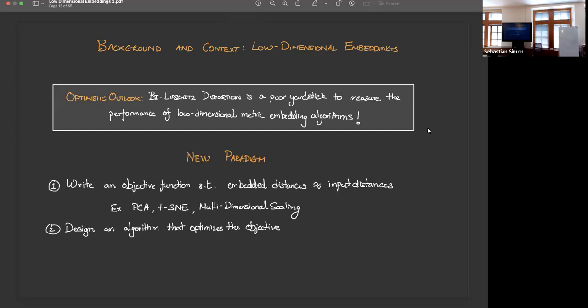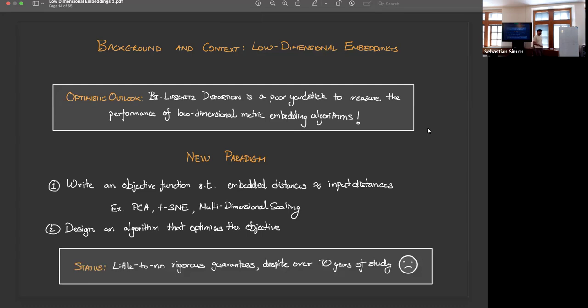Okay, so what should we do instead? Well, this is what people do in practice. They write down an objective. The objective function tries to capture the following: the embedded distances should be approximately equal to some objective function that captures this. There are several families of objective functions that behave this way. This includes PCA, principal component analysis, and multidimensional scaling. Okay, so you wrote down an objective function. Now what? Well, now we just run an algorithm that optimizes this.